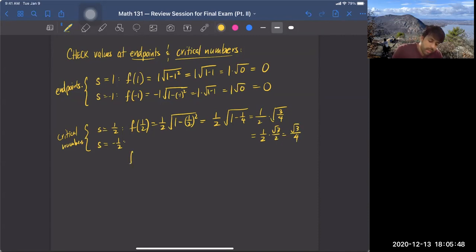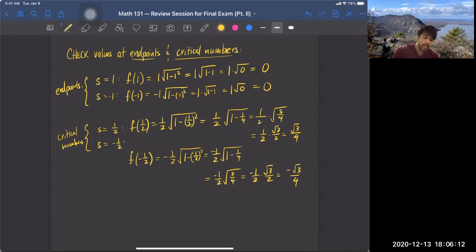And then this becomes f of -1/2, which is -1/2 the square root of 1 minus -1/2 squared, which is -1/2 square root of 1 minus 1/4, which is -1/2 square root of 3/4, which is -1/2 times square root of 3 over 2, which is negative rad 3 over 4.